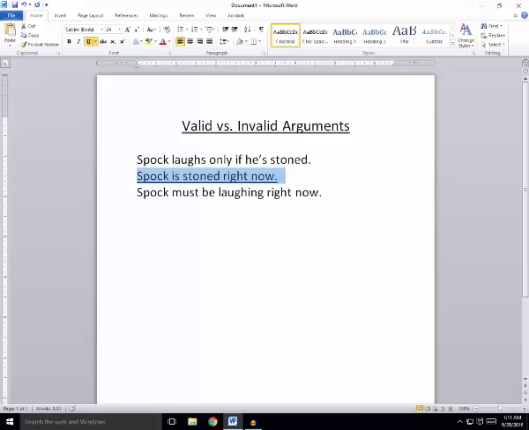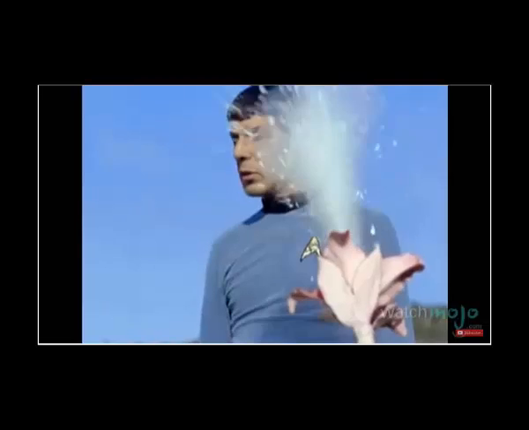Spock laughs only if he's stoned. We all know that the only time Spock ever laughs is that episode where they go down to the planet and the flower sprays him and he gets stoned.